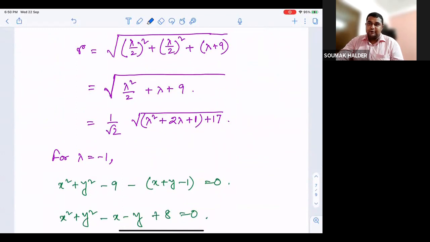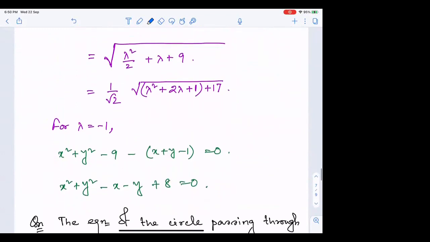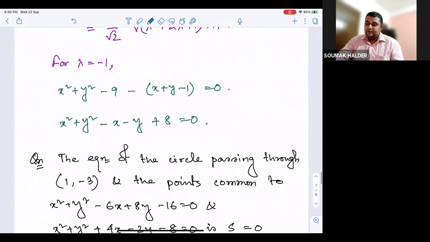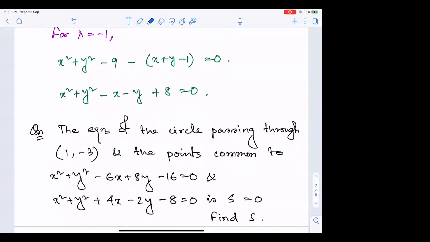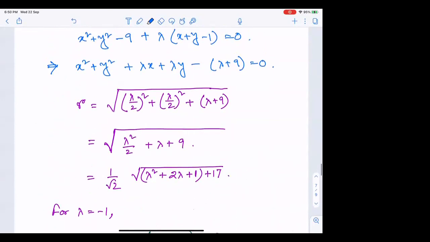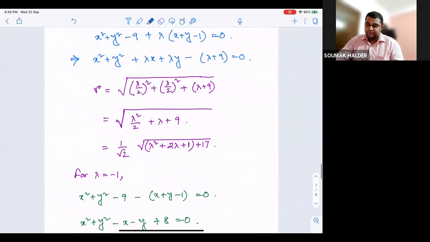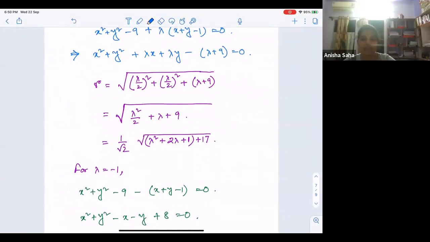Is it clear this far? Yes, sir. The next example is the equation of the circle passing through. Sir, can you scroll up a bit? Yes, you can go through this part. Is that okay? So can you please explain again what we did?